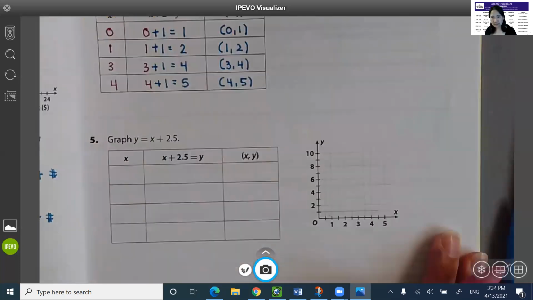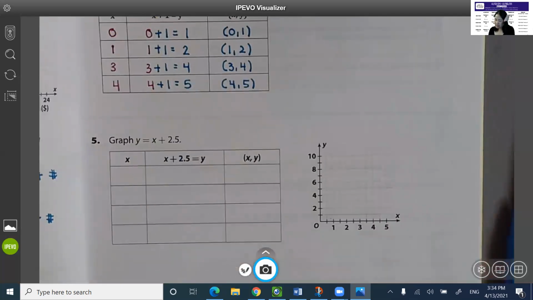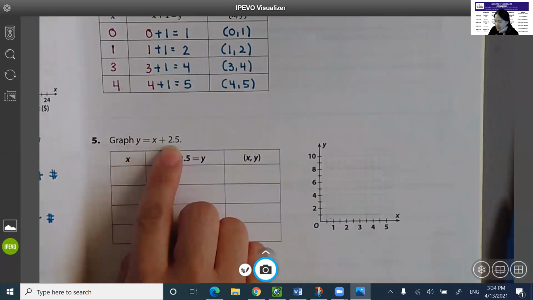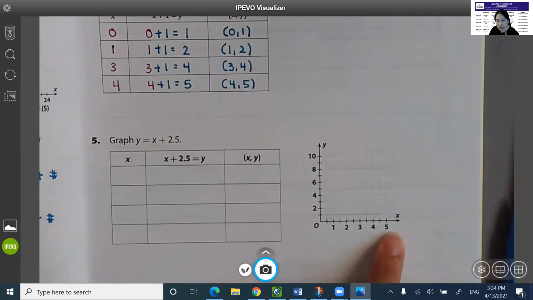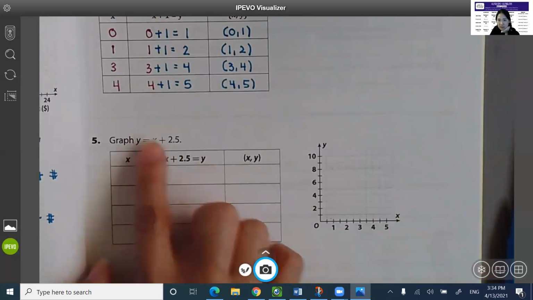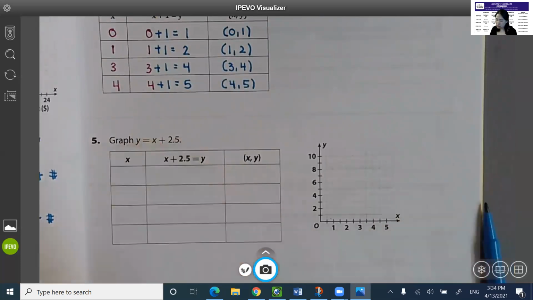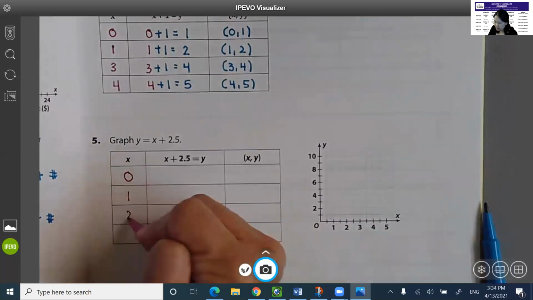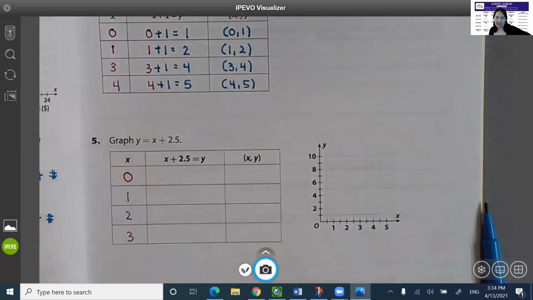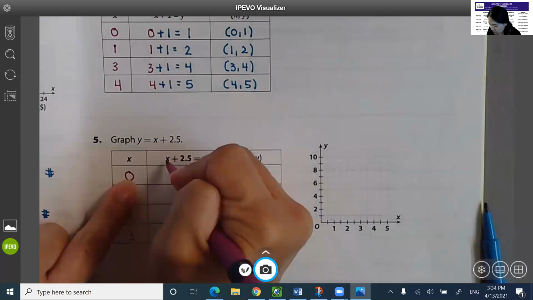We have one more example. This time the equation says y equals x plus 2.5. Okay. Same values of x, so I'm still going to choose my x values within here. And again, same thing, I put x plus 2.5 equals y. I switched it around, but it's the same thing. So I'm going to choose 0, 1, 2, 3. Okay, no reason. Okay, so I'm going to substitute 0 for x.